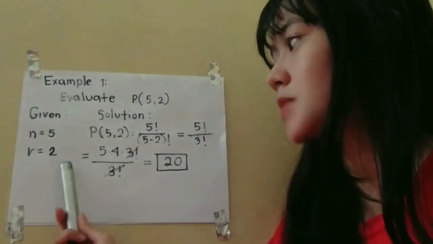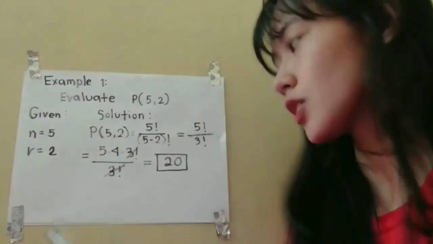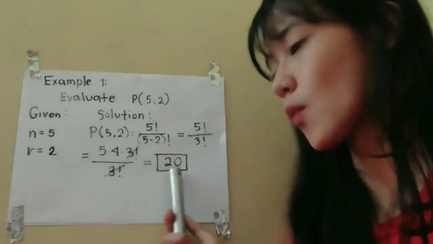We are left with 5 times 4. So 5 times 4 is equal to 20. So the permutation of 5 objects taken 2 at a time is equal to 20.